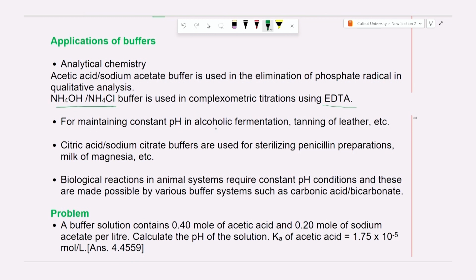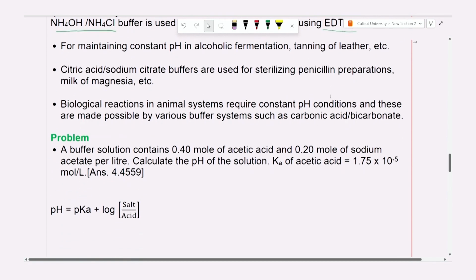Again, for alcoholic fermentation, for tanning of leather and all such processes, we require a constant pH, and for that also we apply buffer solutions. Citric acid and sodium citrate solutions are used as buffers for sterilizing penicillin preparations. It is an antibiotic. Then milk of magnesia is used as an antacid. So, for many preparations we use buffers for their stabilization and sterilization processes.